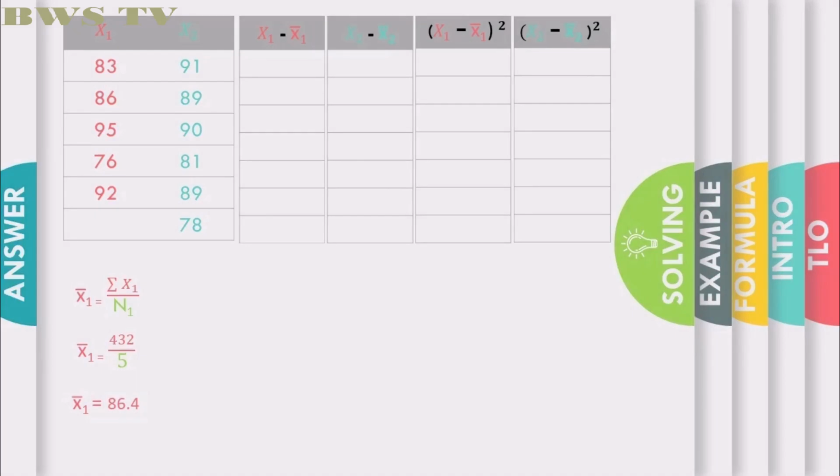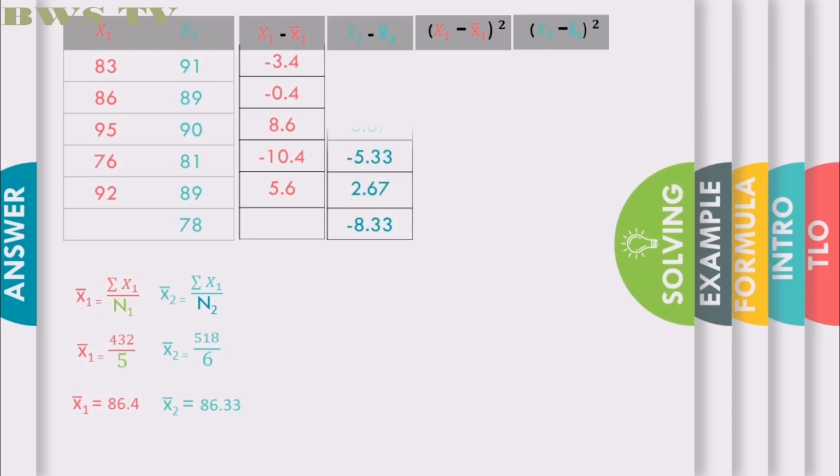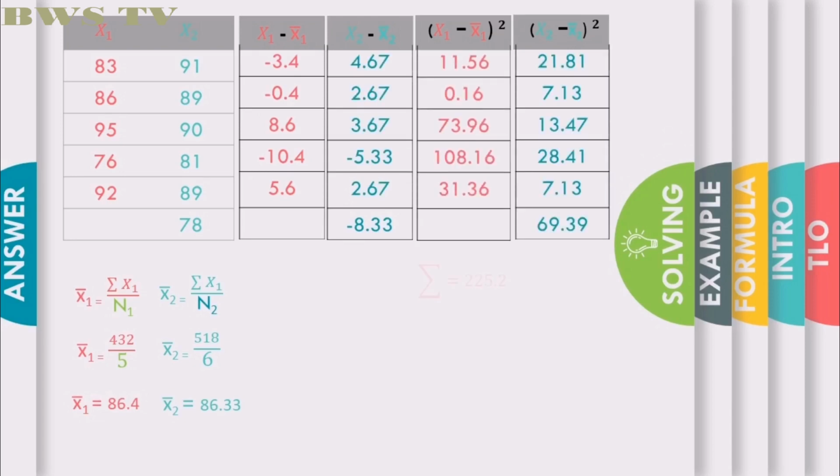So our mean of x sub 1 is 86.4, and our mean of x sub 2 is 86.33. Let's fill up the tables. We get 225.2 as the summation of the square of the difference of x sub 1 and mean of x sub 1, and 147.34 as the summation of the square of the difference of x sub 2 and mean of x sub 2.